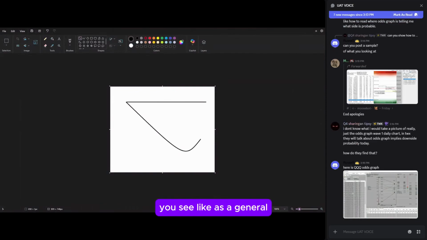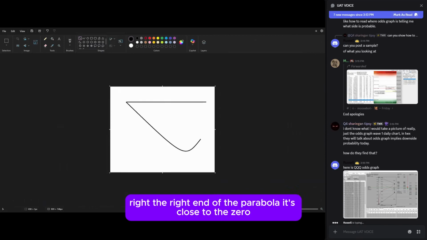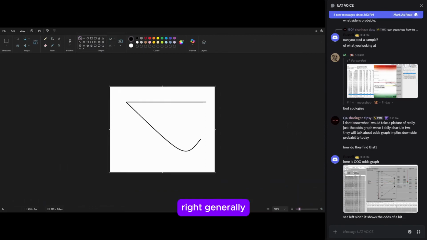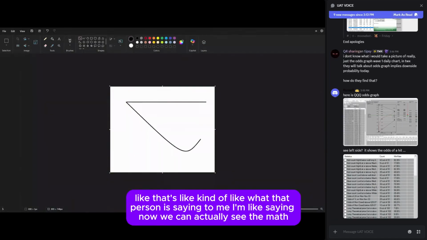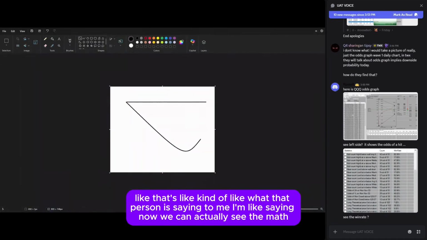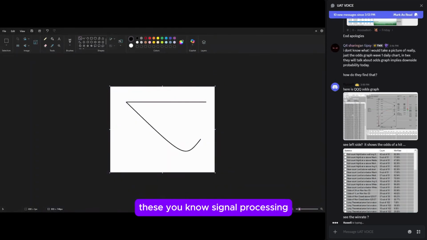From the mark price exposure, as a general rule, where is it resolving? The right end of the parabola is close to the zero line, almost always. I had posted that, and someone said, "Isn't that implied by Vega mechanics?" Yes, it's implied, but now you're actually seeing the math rather than just thinking in your head that as time goes to zero, in the money delta goes to 100 and out of the money goes to zero. Now we can actually see the math and perform signal processing.